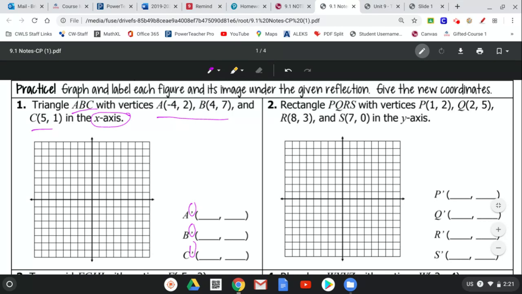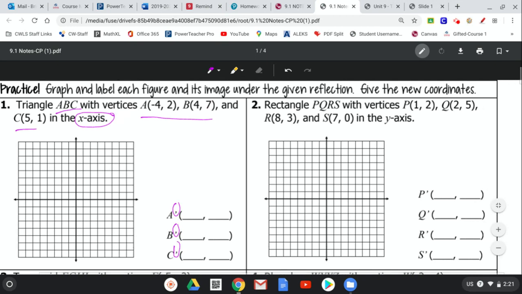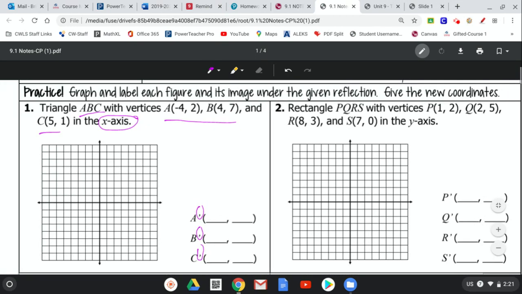So first thing here is I'm going to plot A, which is at -4, 2. All right, B is at 4, 7. Okay. And then C, and it'd be helpful to label them as I'm going through. And then C is going to be 5, 1. Okay, so that's C. So it's a triangle, so we can connect the dots here, form that triangle.